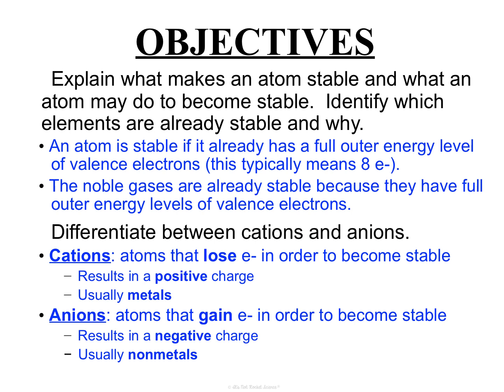Okay, atoms are stable when they have a full outer energy level of valence electrons. The noble gases are already stable because they're already full. Cations are positive because they lose electrons. They're typically metals. Anions gain electrons and have a negative charge, and they're typically non-metals, so on the right side of the periodic table.